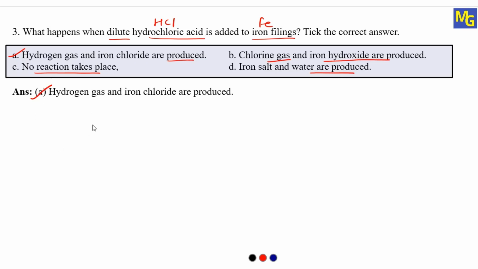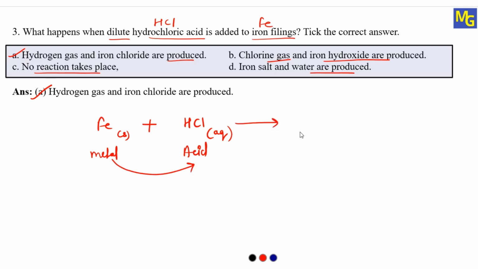Let me explain it with the help of the reaction. So we are going to take iron filings, which is solid, and we are going to mix it with dilute hydrochloric acid, HCl. Dilute means I can write here aq. Dilute means what? Water will be added. So it is said to be an aqueous solution. When these two react, here this is a metal and here this is an acid. So whenever a metal reacts with an acid, it gives salt and hydrogen gas.